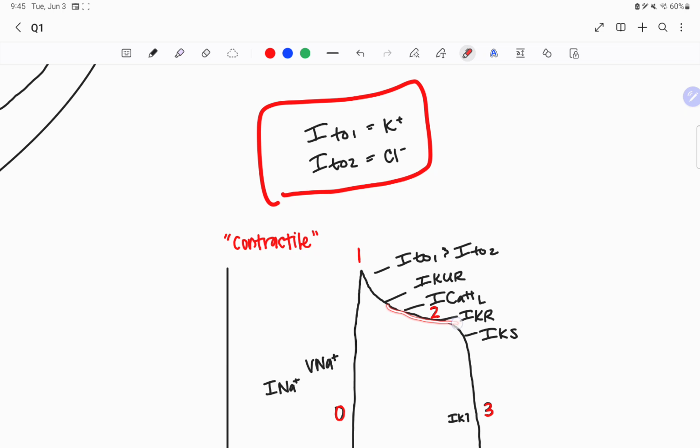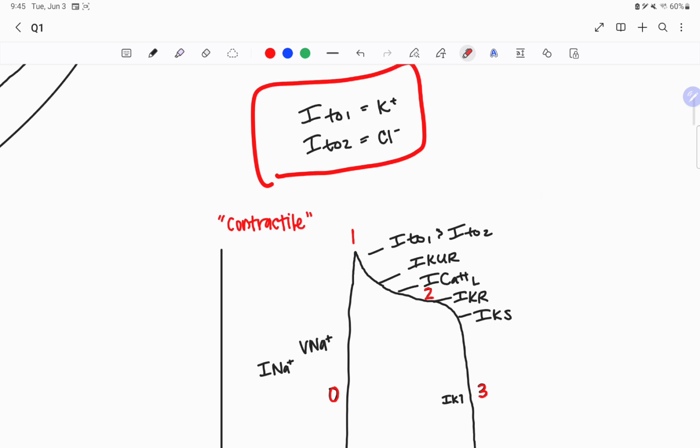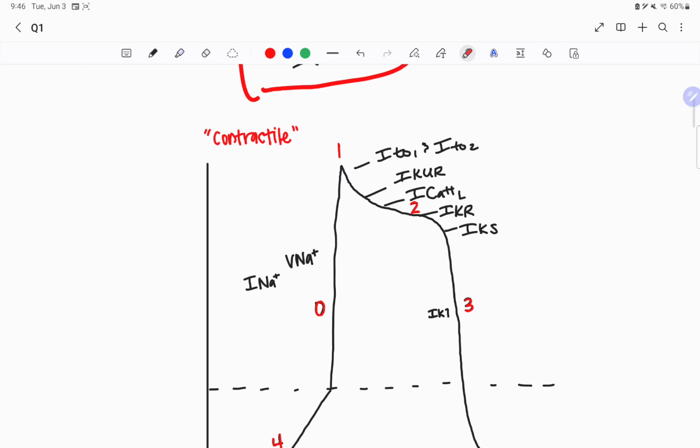But as you can see, there's kind of this plateau where it just kind of flattens out for a little bit. And that's because we have these calcium channels that open up, or ICa channels. So those calcium channels stay open for a while, and they're kind of counteracting the effects of these guys trying to repolarize the cell. So it stays depolarized for a little while.